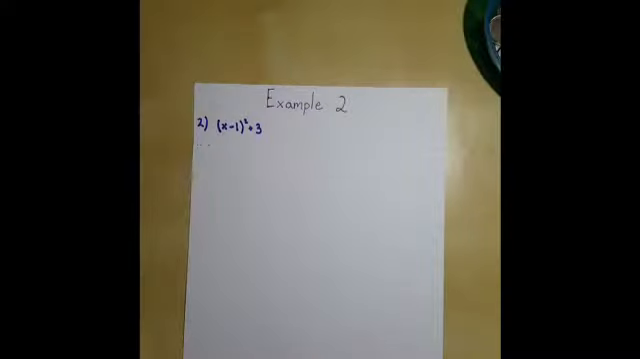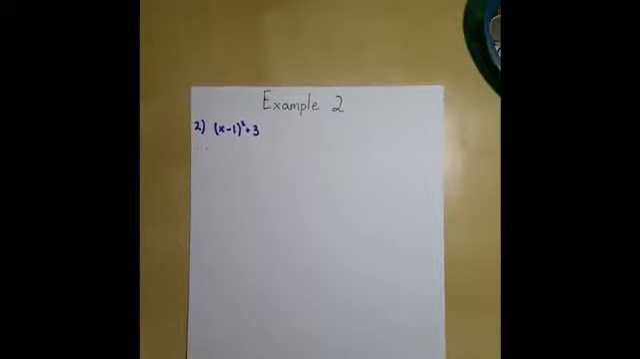Our second example is x minus 1 squared plus 3. This is in vertex form, so we know from h being 1 and k being 3 that the vertex is 1, 3. So now that we have the vertex, all we have to do is plug in points around it.